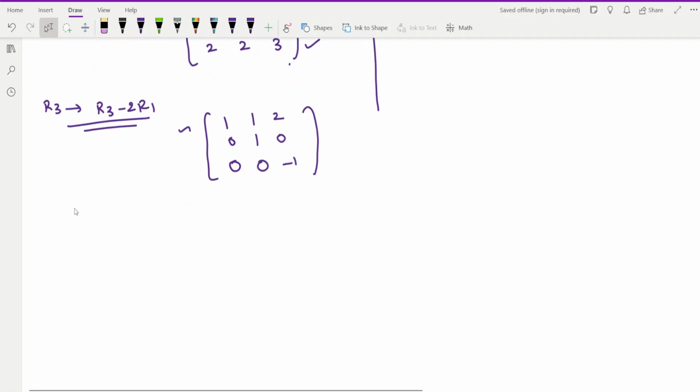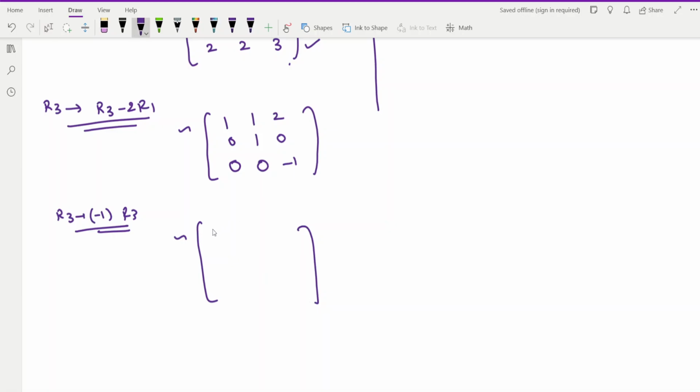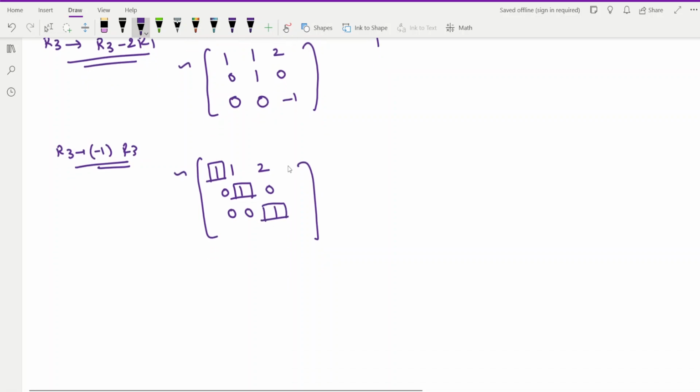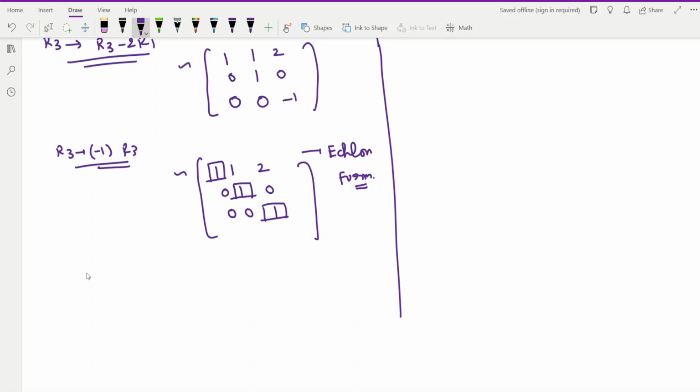Now, one more transformation I want to apply, that is R3 is minus 1 times R3. So the updation will be like this: 1, 1, 2, 0, 1, 0, 0, 0, and 1. Now you can see this is a pivot element here, this is a pivot element here, and this is a pivot element here. So as per all these three rules, this matrix is now considered to be in echelon form.